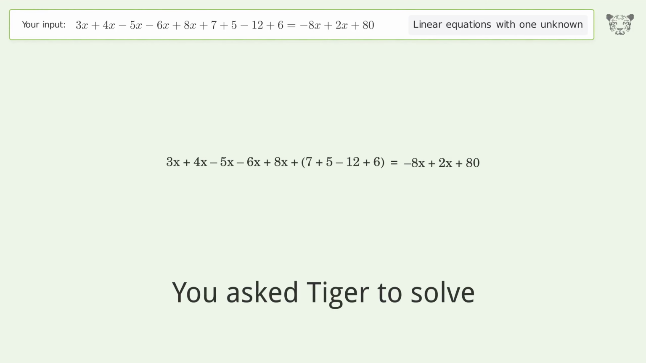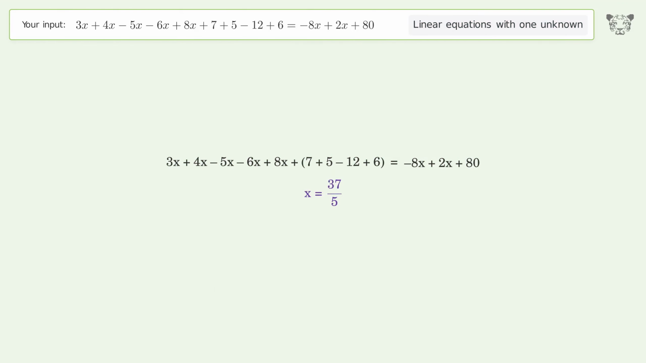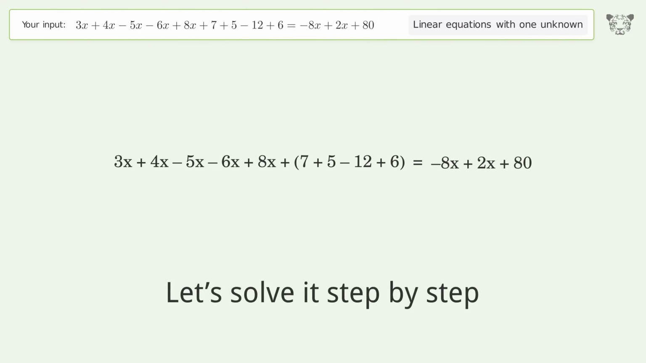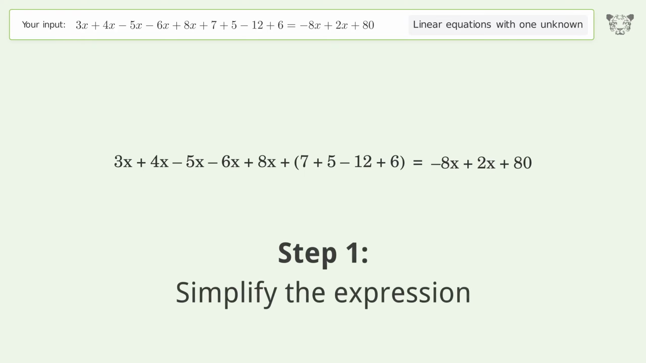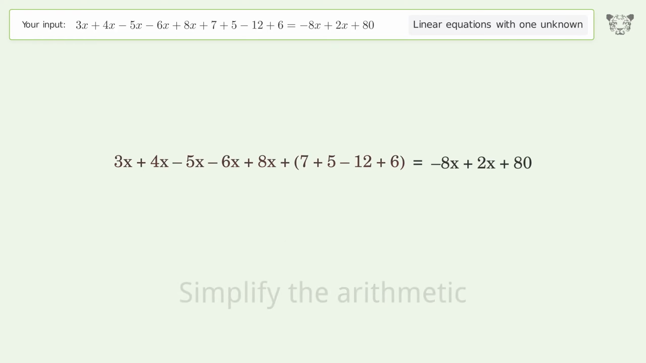You asked Tiger to solve this. This deals with linear equations with one unknown. The final result is x equals 37/5. Let's solve it step by step. Simplify the expression. Simplify the arithmetic.